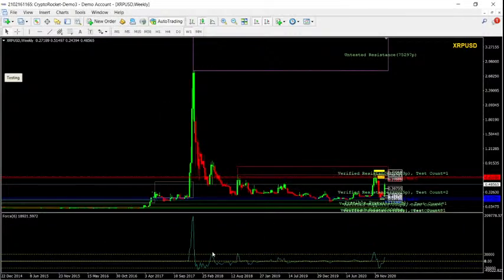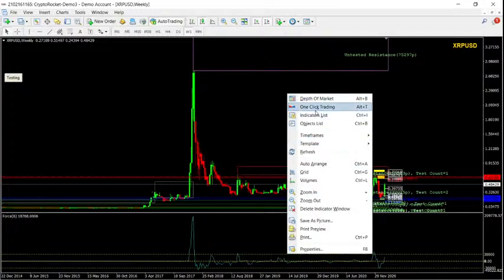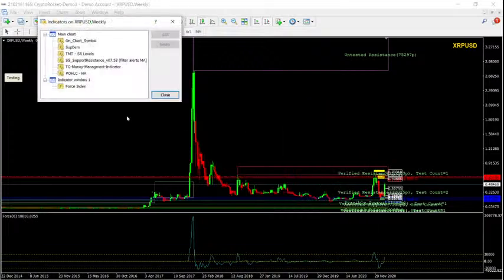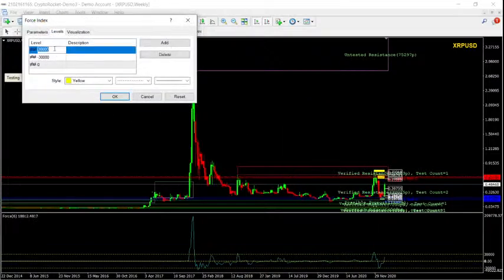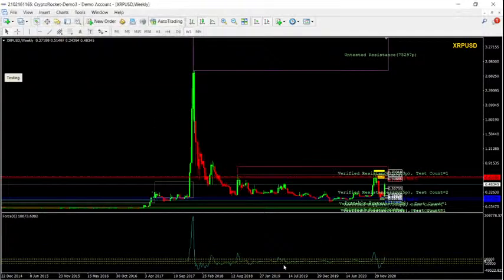Hit OK, and see, now we're catching these spikes. We're catching these little spikes here. Didn't catch this one. If you wanted to go a little bit deeper and catch the movements, maybe bring this number down even more. Force index, edit. Let's take it down to 10 grand. Okay, and close it. Now we're catching these little spikes here.